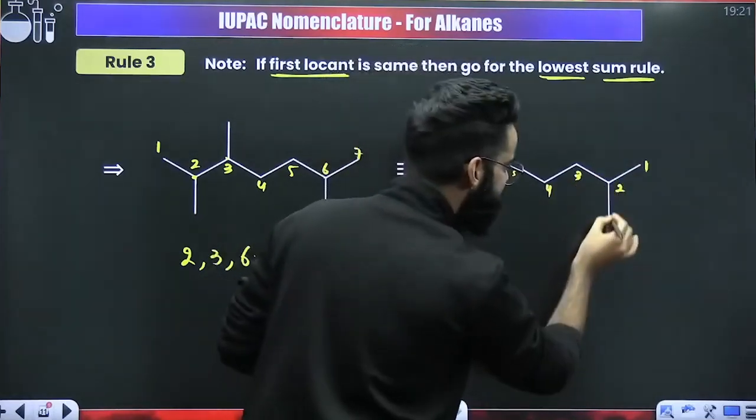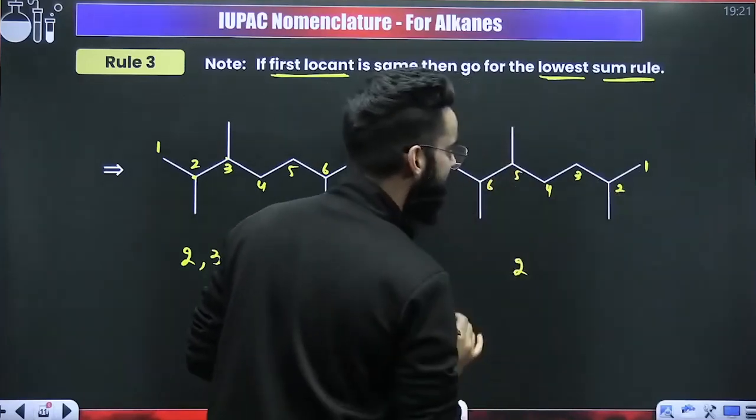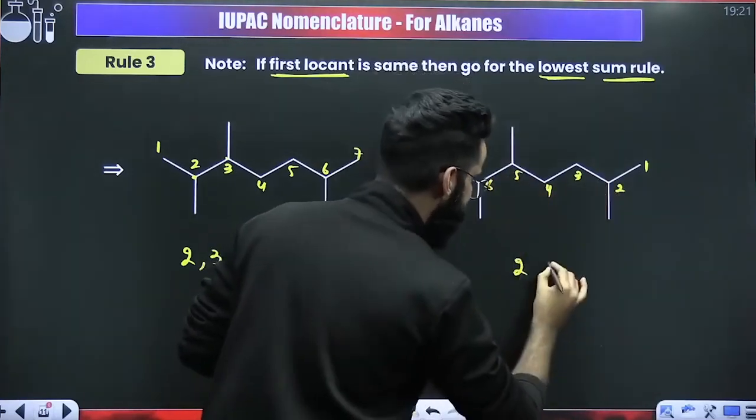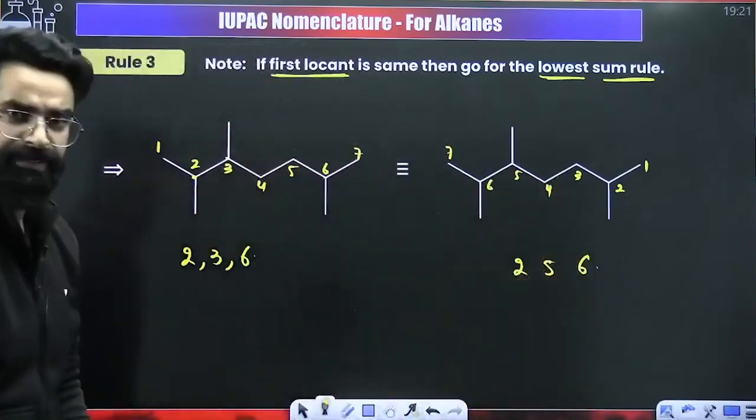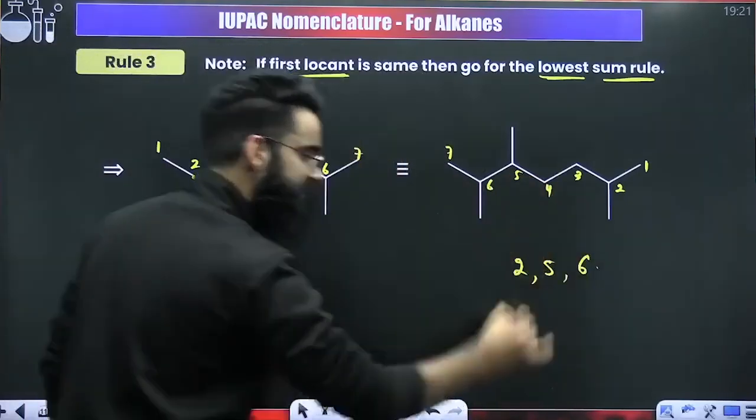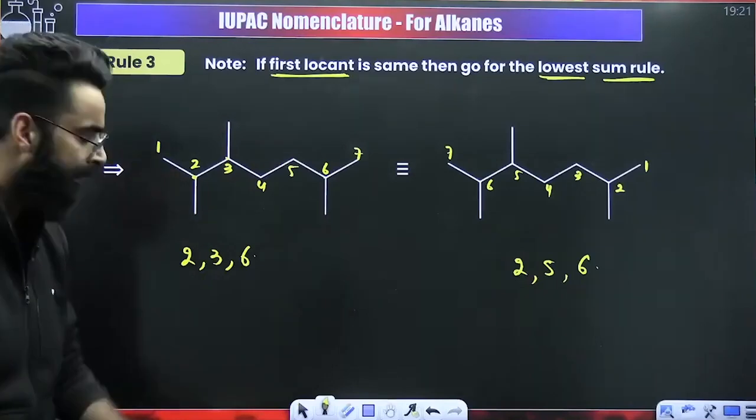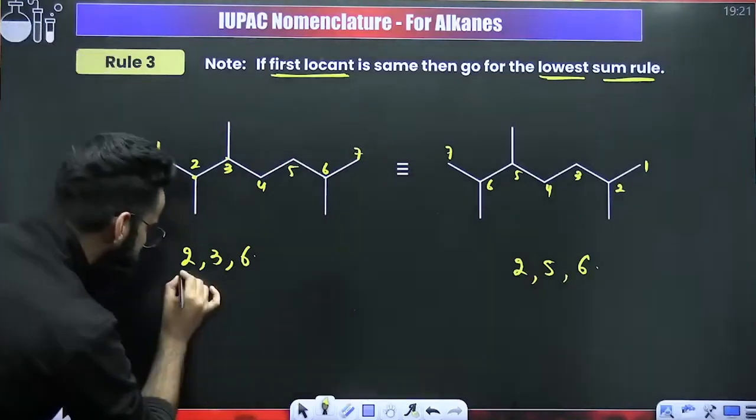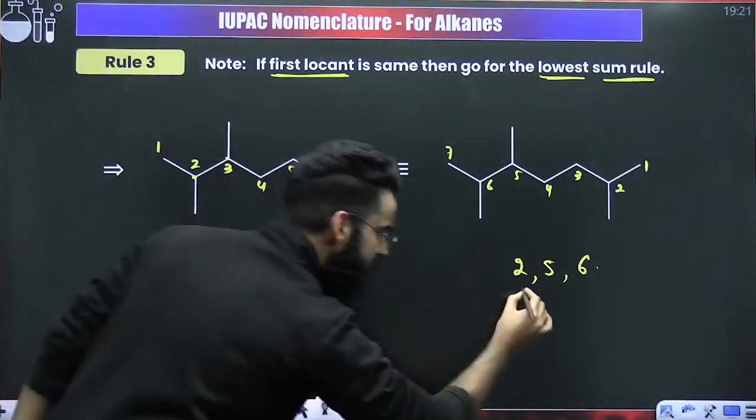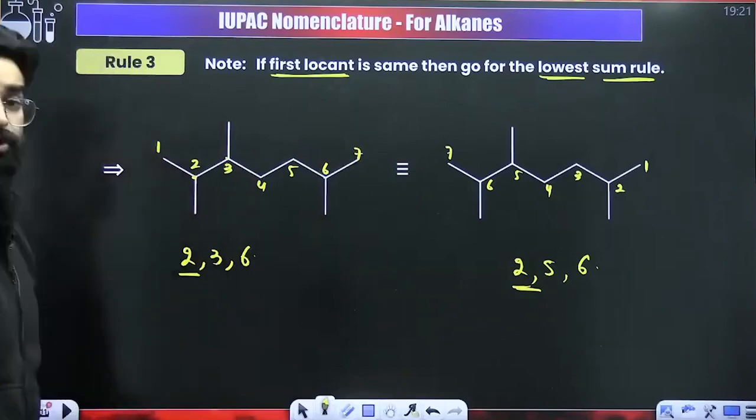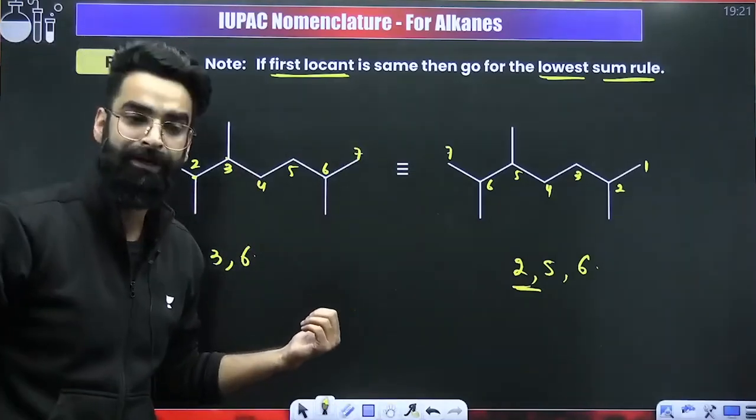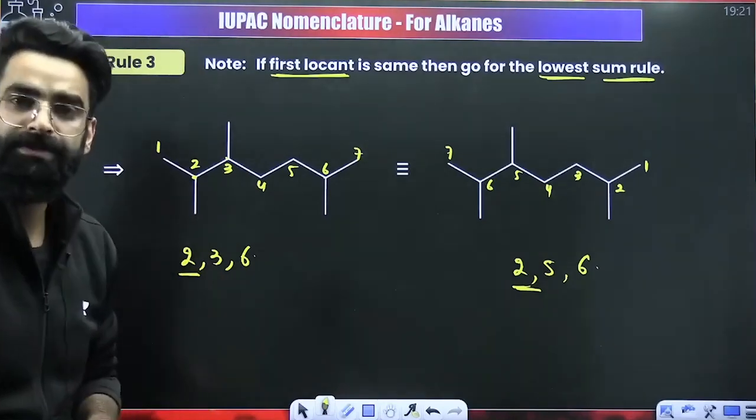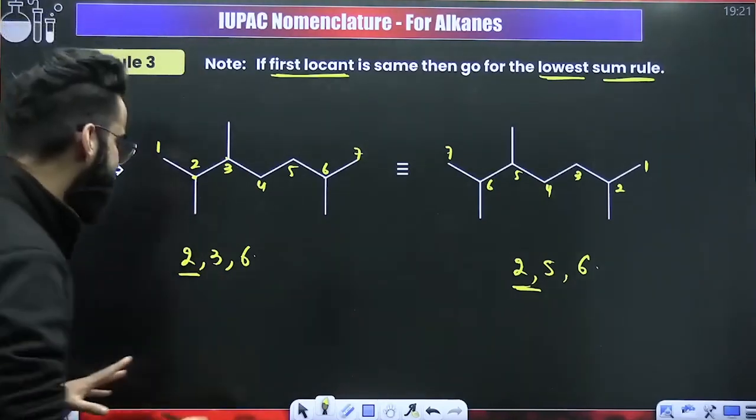The first substituent is getting number 2. The second substituent is getting number 5. And the third substituent is getting number 6. So I've written the locants over here. Now try to understand. The first locant here is getting number 2. Here also the first locant is getting number 2. So you are unable to decide with the help of the first locant rule. Now, which rule are you going to use? The lowest sum rule. Take the sum of these.